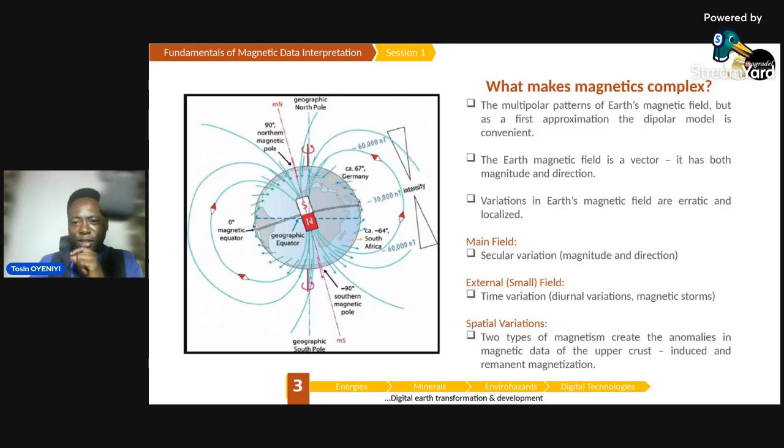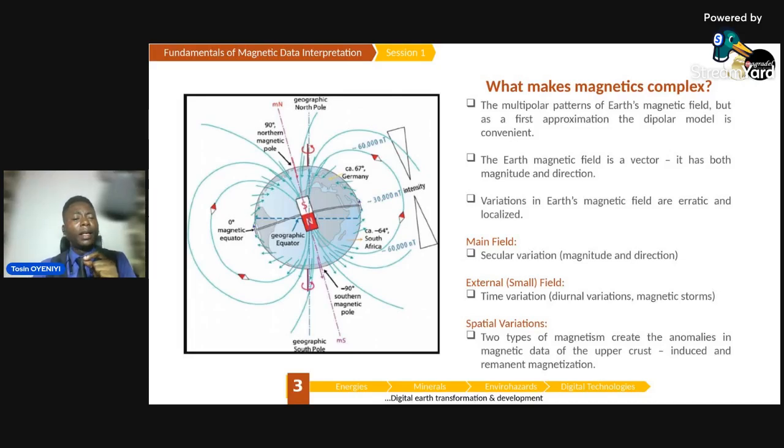But before talking so much on this image, I would like to go back to the point I have by the right hand side. What makes magnetic complex? As from the last slide, I said it is due to the nature, and this nature impacts the behavior and the measurement also. The first bullet here is that it is due to the multipolar patterns of Earth magnetic fields. Take note that I didn't say the polar pattern or the dipolar model. I said the multipolar patterns of Earth magnetic field.